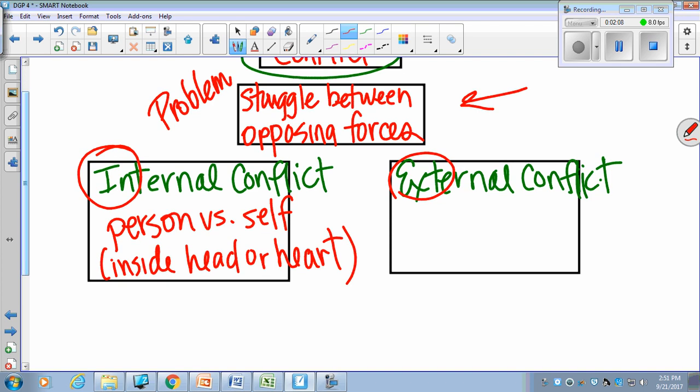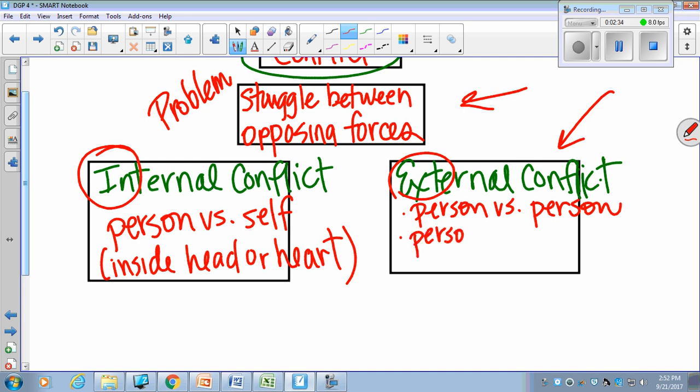Now when you look at your external conflict, you are looking at three different types. Your first one is person versus person. Some of you may have heard character versus character, man versus man. All of those are correct. I just happen to use person versus person. Your next one is person versus nature. And the final one is person versus society.